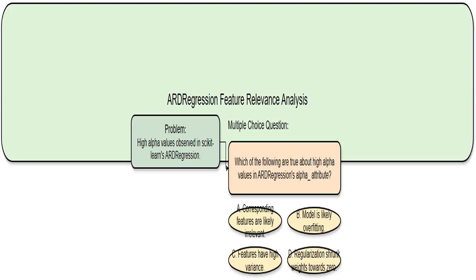I see that you're analyzing feature relevance using ARD regression from Sklearn. This is a great technique for identifying which features are truly important for your model and which ones are adding noise.